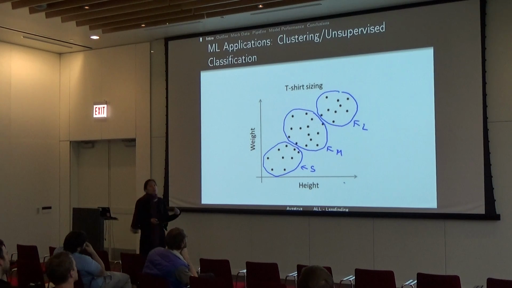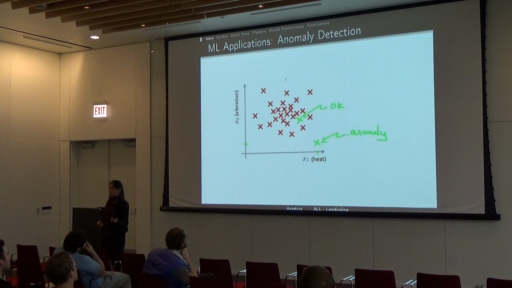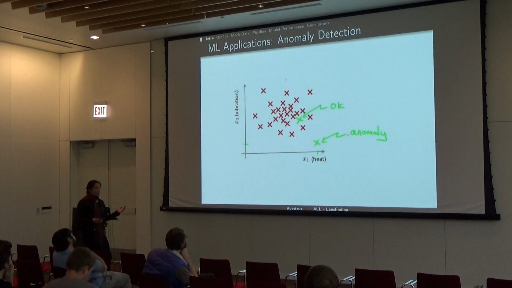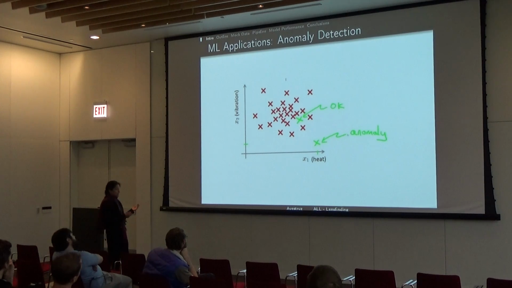What falls out from unsupervised classification or clustering is what's known as anomaly detection. So if you already have some known clusters, some known natural groupings of things according to some criteria, right? In the previous example, it was like t-shirt sizes having to do with heights and weights. Here it's basically looking at materials having to do with vibration and heat of the material.